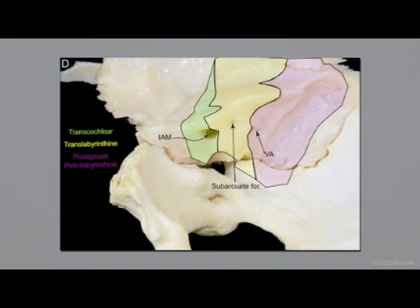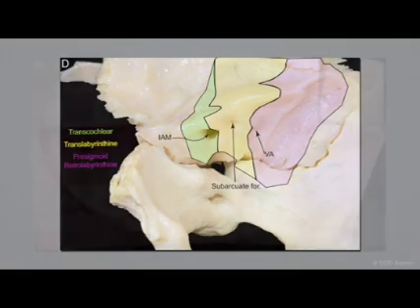The transcochlear expansion involves exposure and drilling of the middle ear, including the cochlea, and exposure of the eustachian tube. This allows access to the anteromedial compartment of the posterior fossa, including the vertebrobasilar junction, the basilar artery, the AICA, and the pons, but also carries an additional risk of injury to the petrous segment of the carotid.